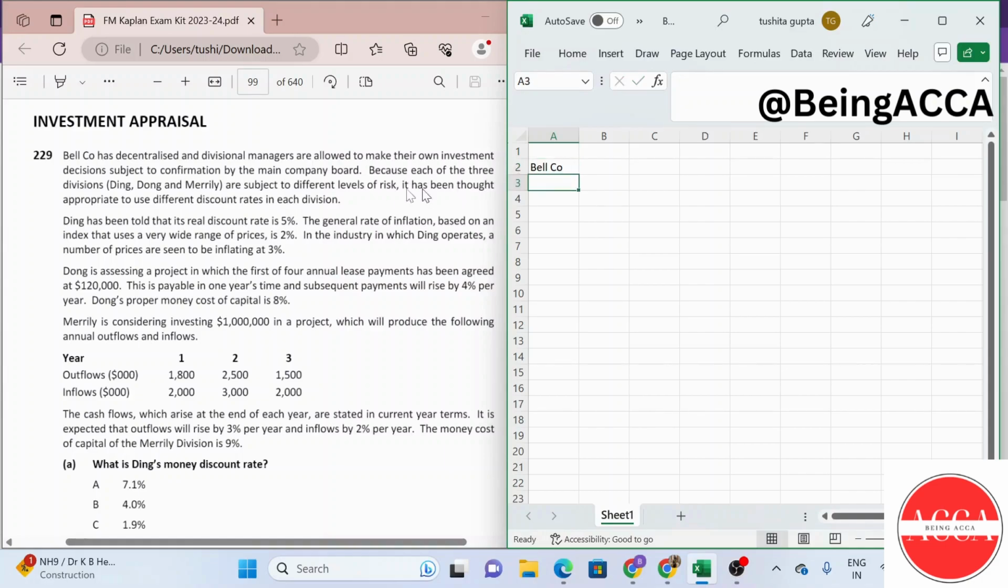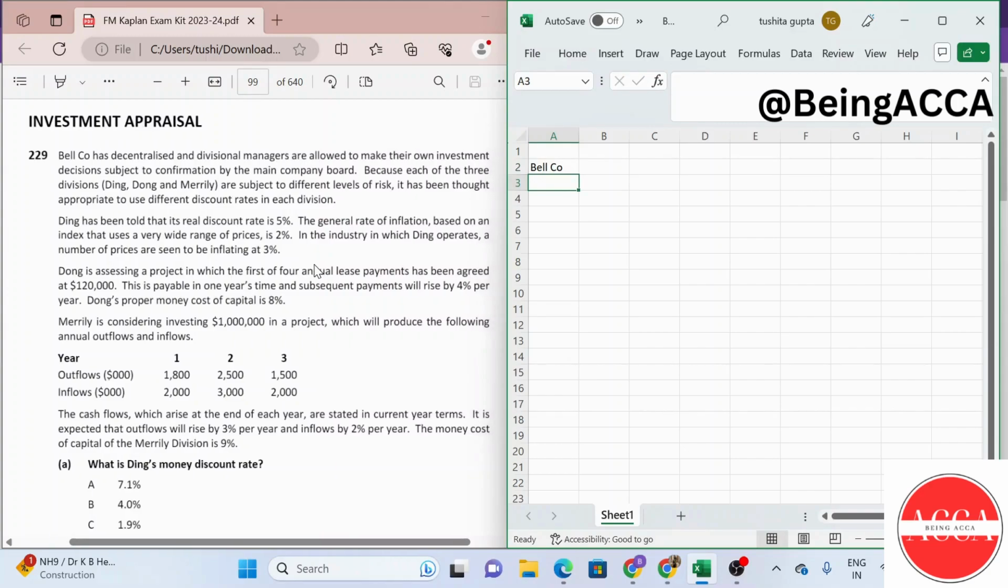Let's read the question. Bell Company has decentralized and divisional managers are allowed to make their own investment decisions subject to confirmation by the main company board. Because each of the three divisions, Ding, Dong and Merrily, are subject to different levels of risk, it has been thought appropriate to use different discount rates in each division. Ding has been told that its real discount rate is 5%. The general rate of inflation based on an index that uses a very wide range of prices is 2%. In the industry in which Ding operates, a number of prices are seen to be inflating at 3%.